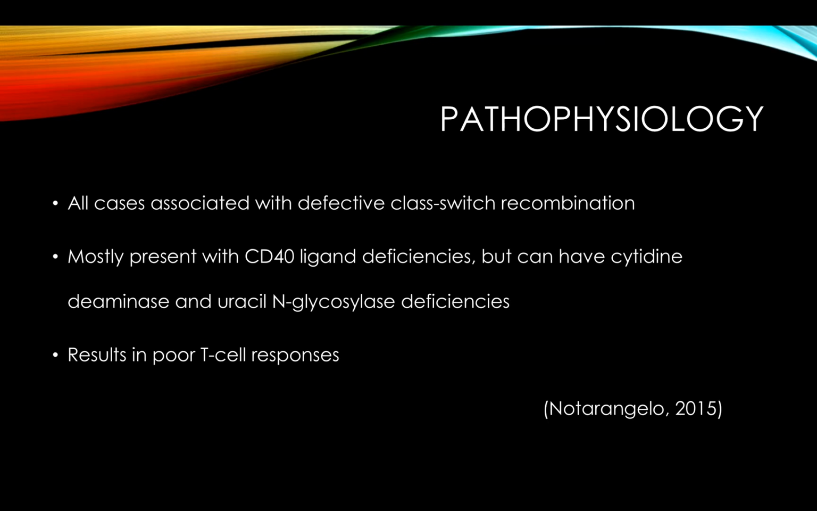Now, some more on the pathophysiology of the disease. All cases are associated with defective class switch recombination that was mentioned earlier in the background slide. Most patients with hyper-IgM have CD40 ligand deficiencies, but it is possible that some individuals with this syndrome could have other deficiencies, such as these listed. In essence, these patients will have defective T cell responses and impaired immune function.